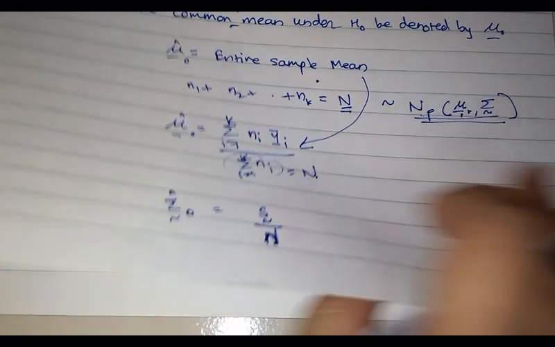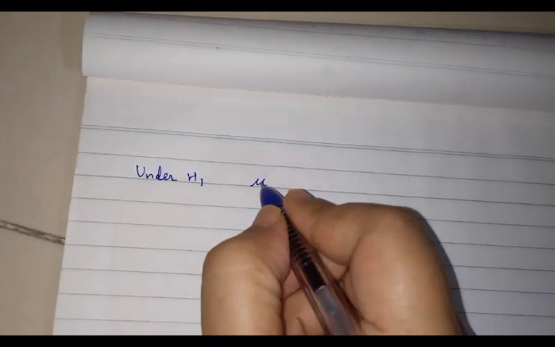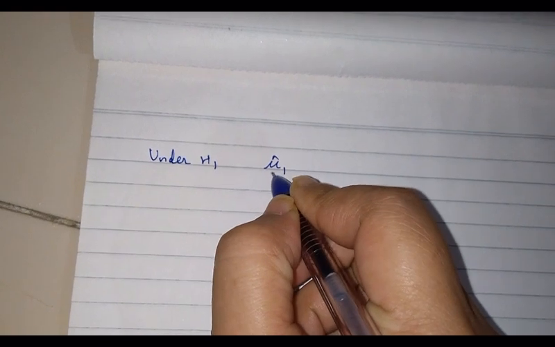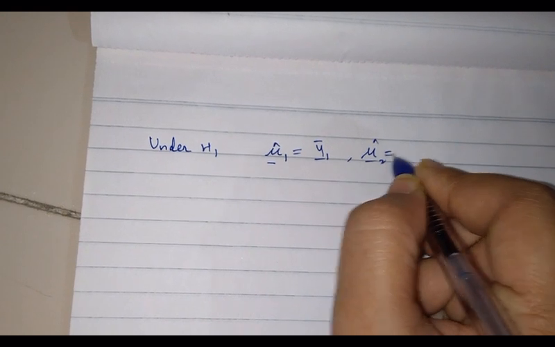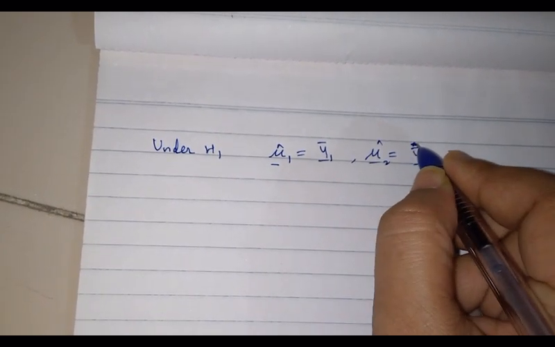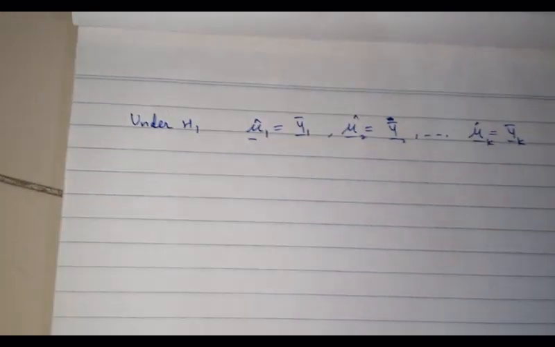So let us try to write down the answer. As I told you, this is actually a homework problem, so I won't be explaining the in-between steps here. It is in the question bank, so you can try solving. But under H1, mu 1 hat would become y1 bar, mu 2 hat would become y2 bar, up to mu k hat would become yk bar.